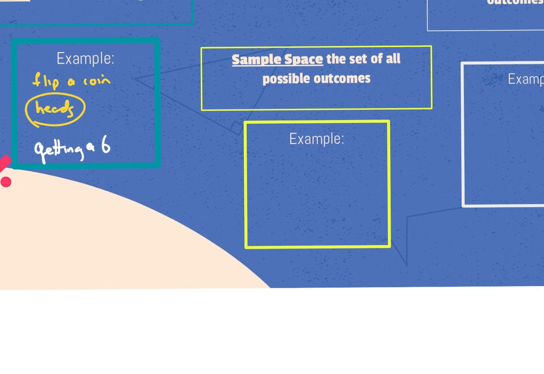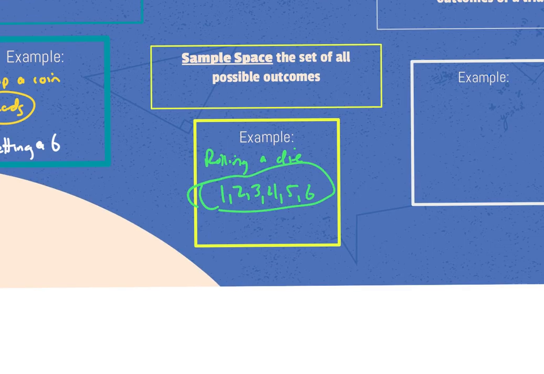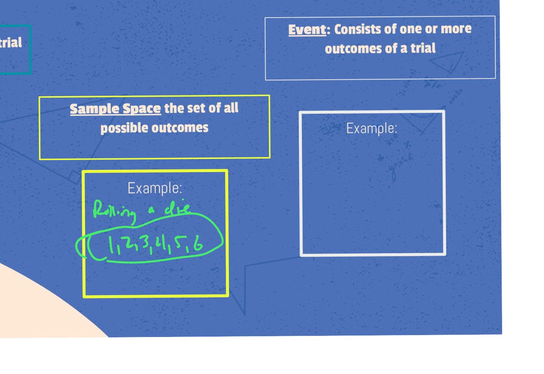Sample space is the set of all possible outcomes. This is basically everything that could happen. So if I roll 1 die, my sample space is going to be 1 through 6. That's everything that could happen if I roll 1 die.